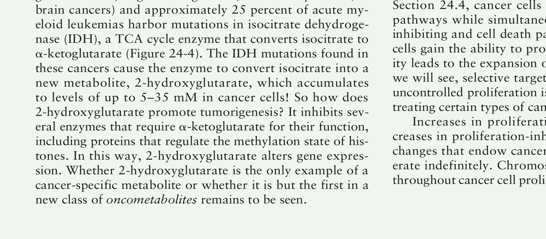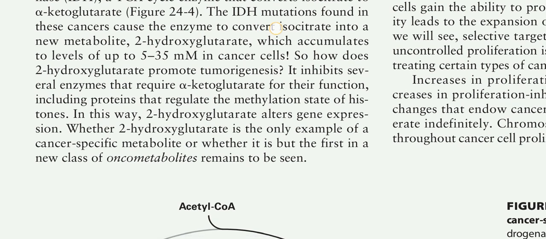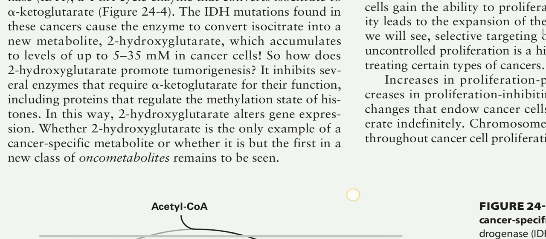So, how does 2-hydroxyglutarate promote tumorigenesis? It inhibits several enzymes that require alpha ketoglutarate for their function, including proteins that regulate the methylation state of histones. In this way, 2-hydroxyglutarate alters gene expression. Whether 2-hydroxyglutarate is the only example of a cancer-specific metabolite, or whether it is the first in a new class of oncometabolites, remains to be seen.